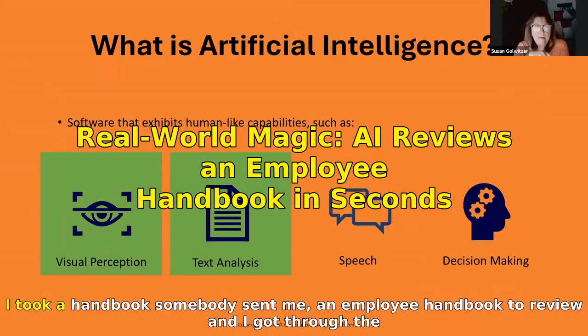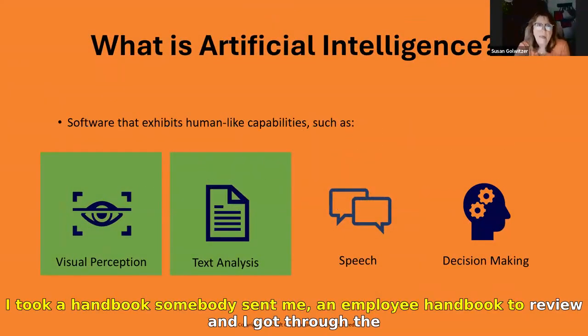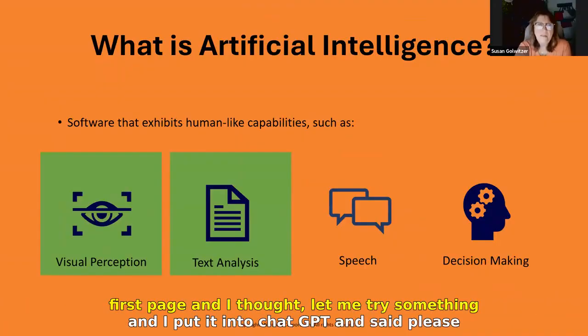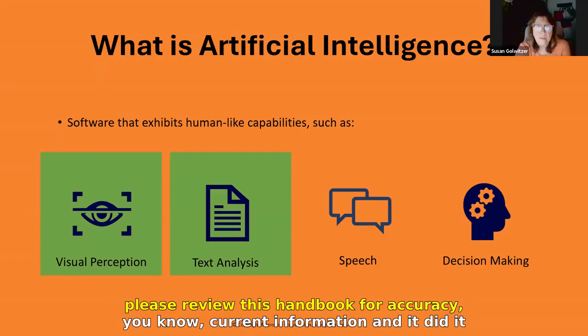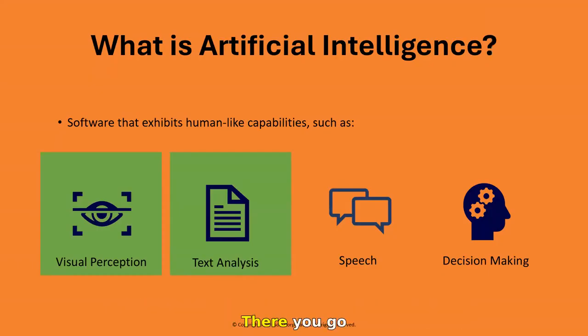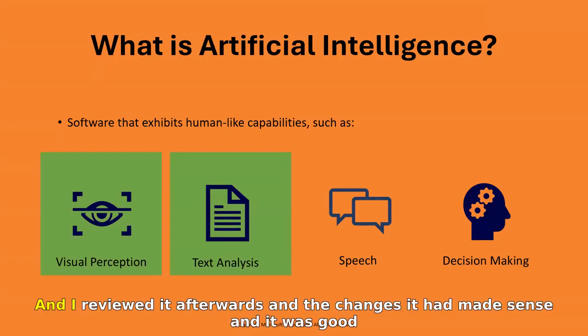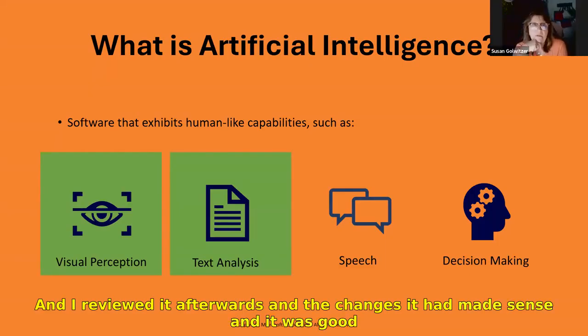I took a handbook. Somebody sent me an employee handbook to review, and I got through the first page and I thought, let me try something. And I put it into ChatGPT and said, please review this handbook for accuracy, current information. And it did it. There you go. Great. And I reviewed it afterwards, and the changes it had made sense, and it was good.